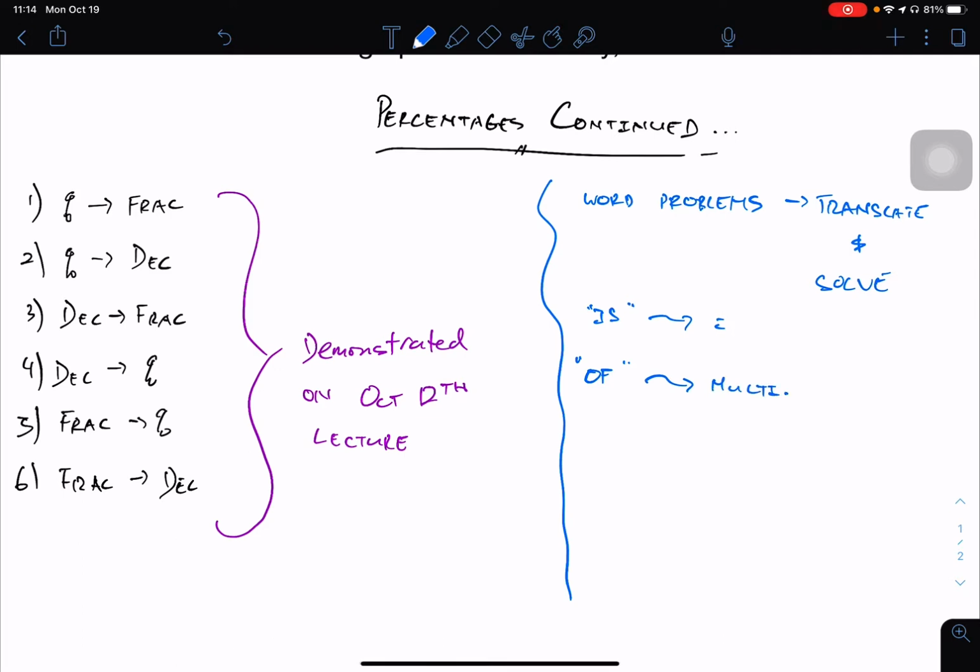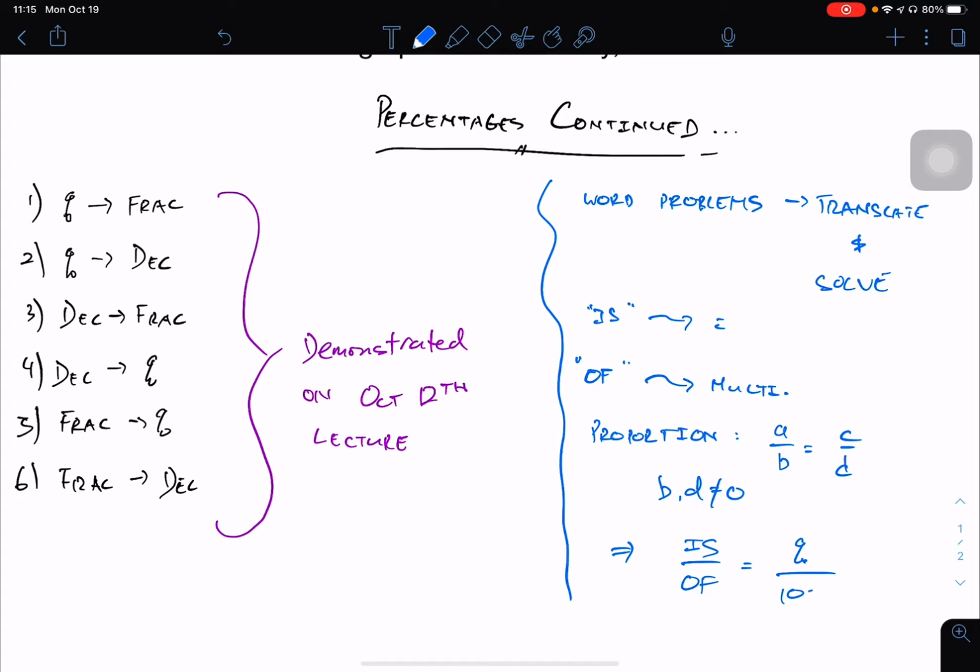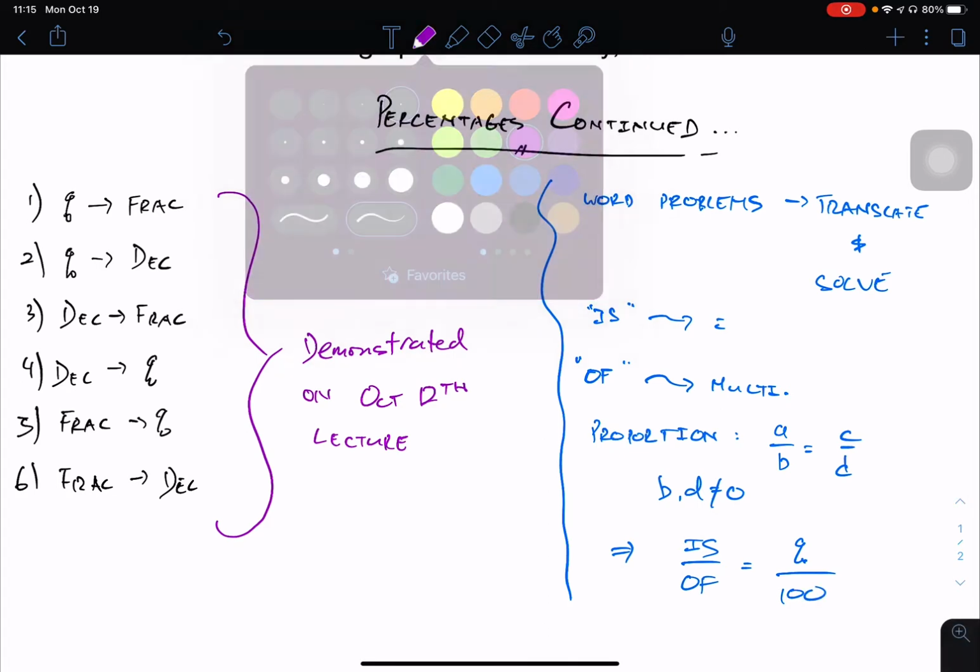But I was telling you that I prematurely, since we have to do it later in this chapter, introduced what's called a proportion. Remember, the proportion was A over B equals C over D, where B and D can't equal 0, because then it wouldn't be fractions. And I also translated for you that is over of equals percent over 100. If you use this proportion every time, remember you'll get the answer correctly.